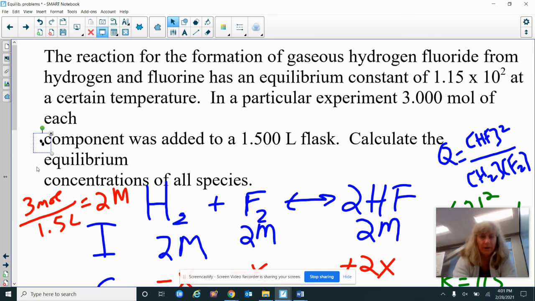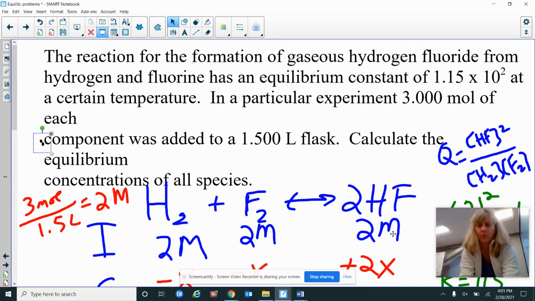We'll just ignore that. All right, so we have our ICE set up. The equilibrium constant was given in this one, so we have K. We also have 3 moles of each added to a 1.5 liter flask, and we're calculating the equilibrium concentration of all species. At the beginning, we have 3 moles of each in a 1.5 liter flask, so we have 2 molar of each thing.